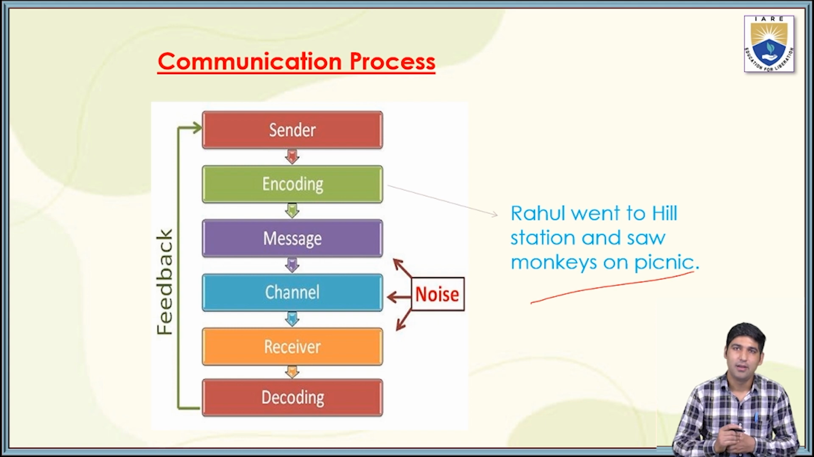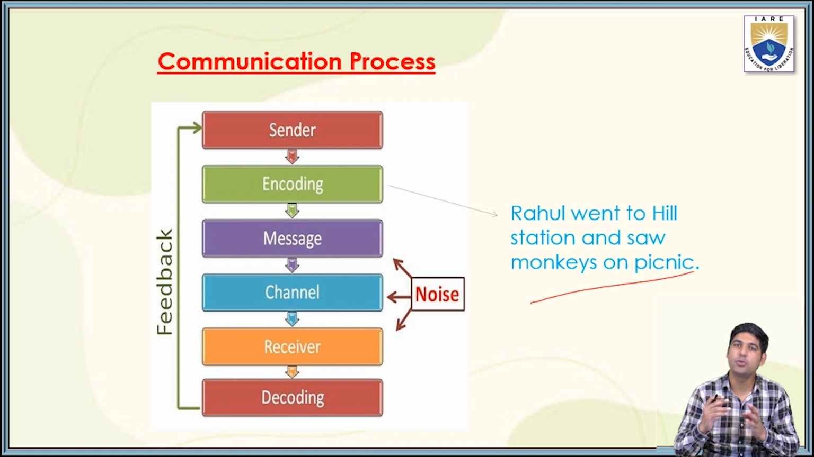Now, as I told you, our human nature can tell us it's Rahul who went on the picnic and he saw monkeys there. But if there is a person who does not know the English language properly, and who is not aware of human behavior, he can connote this message in some other way. He can say, Rahul went to hill station, yes, it's okay, and he saw their monkeys, they were on picnic. So this sentence has two connotations.